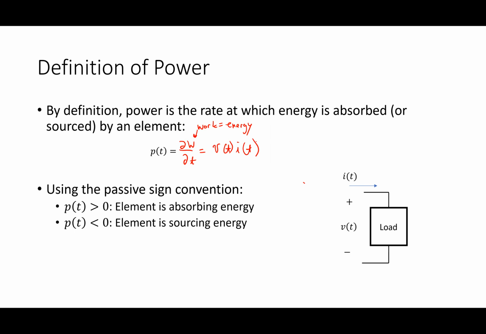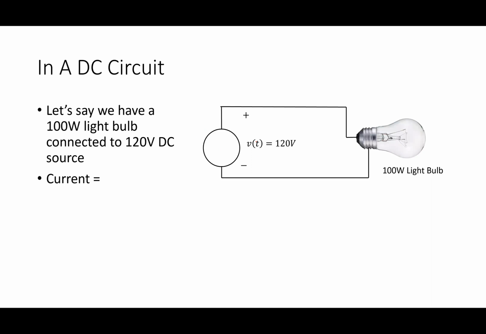An important thing here is if that P is greater than 0, the element that we've got is absorbing energy. If it's less than 0, it's sourcing energy. That gets a little bit weird in the context of AC systems, and that's what we need to talk about a little bit. The question is, what's V of t times I of t going to look like? Let's say I had a 100-watt light bulb connected to a 120-volt source. If it was DC here, what would the current be in this particular case? How would you calculate the current if that was a 100-watt light bulb and a 120-volt DC source?